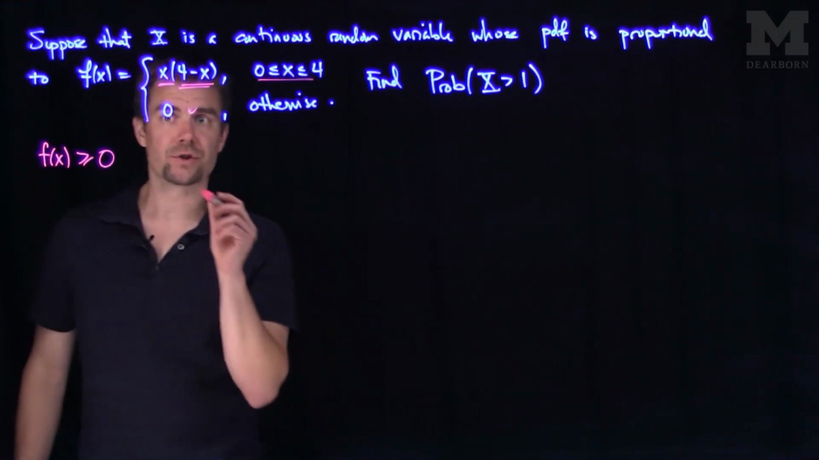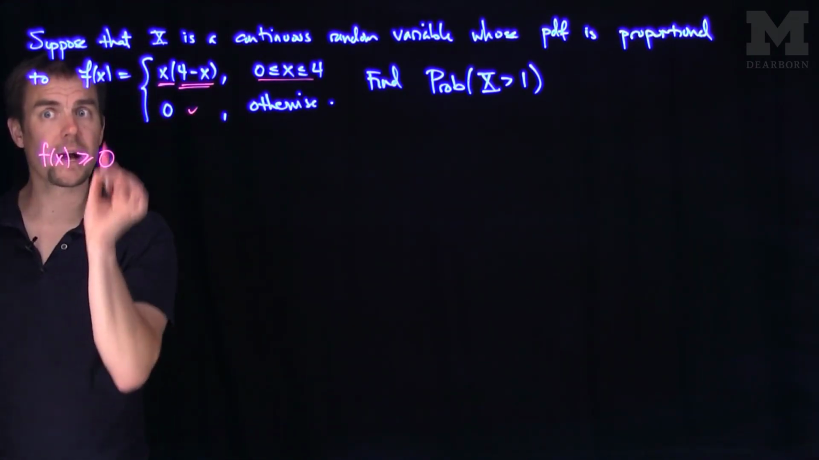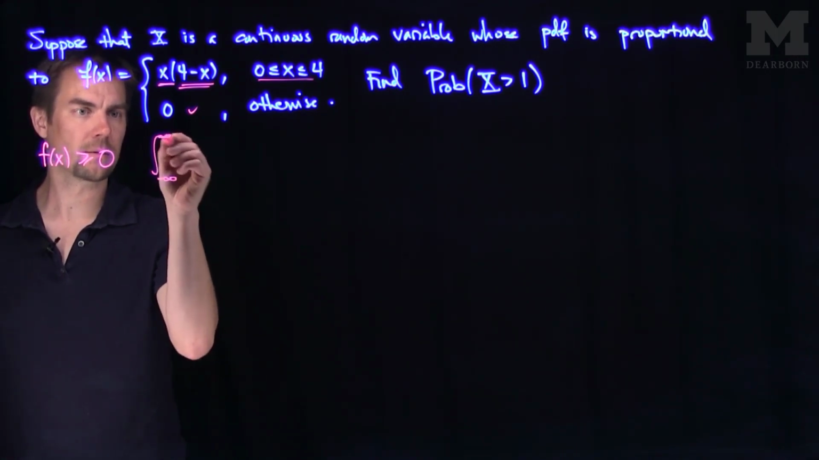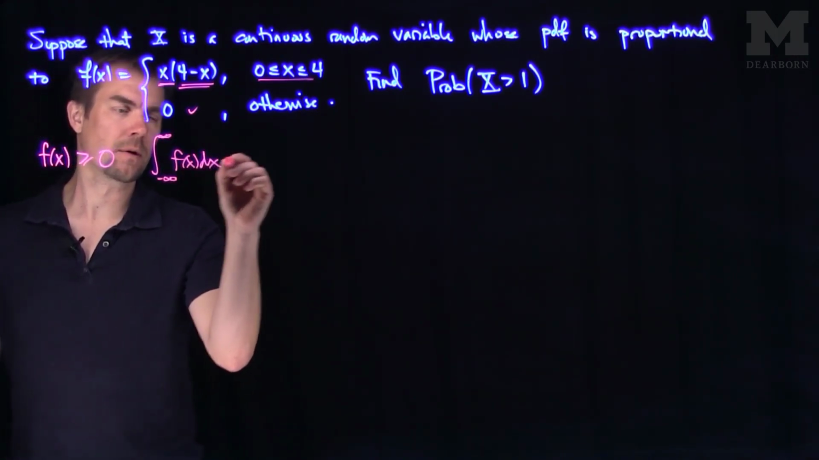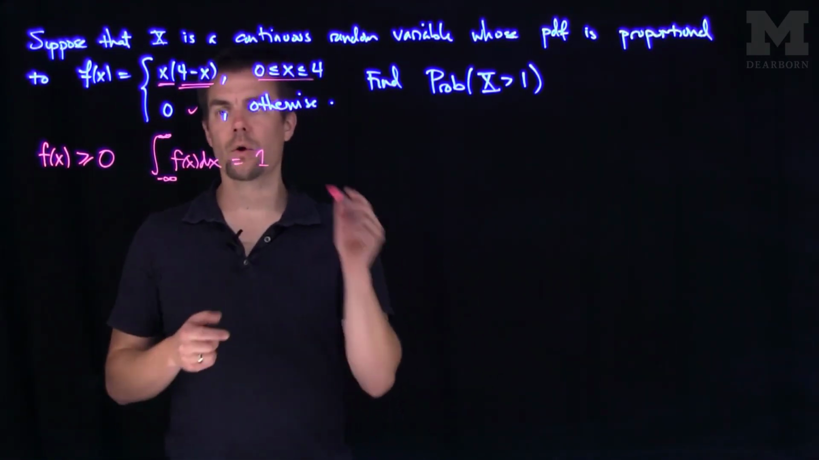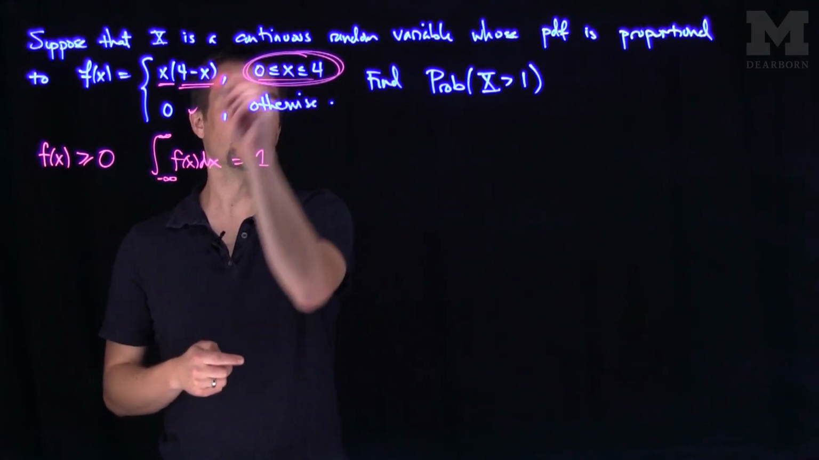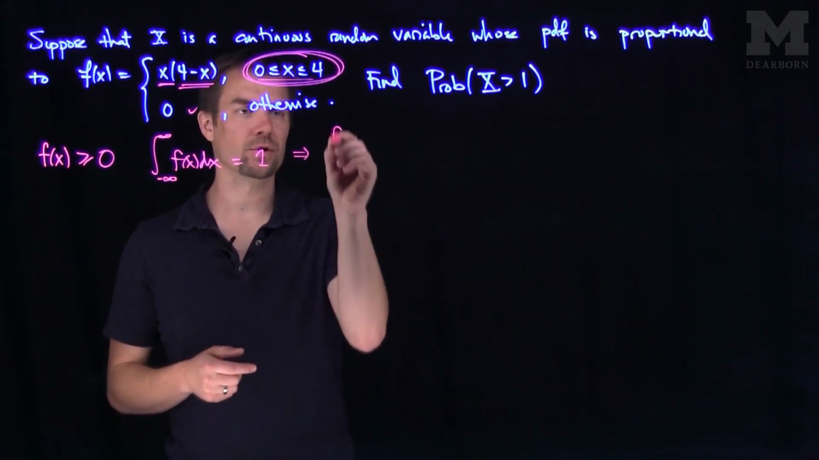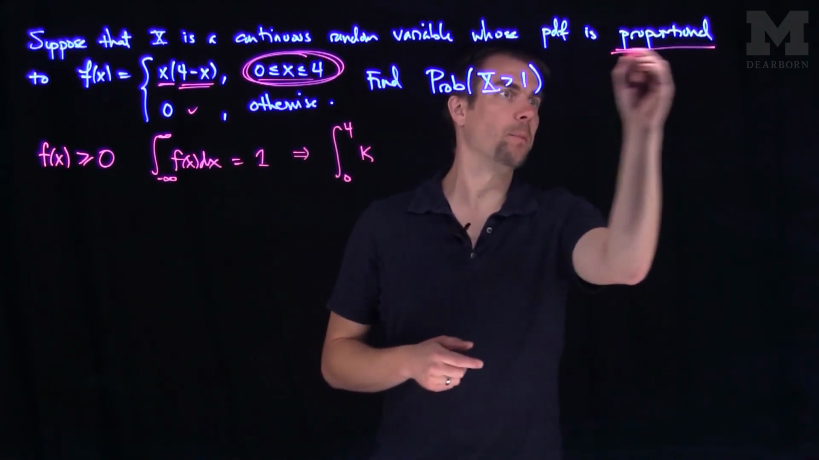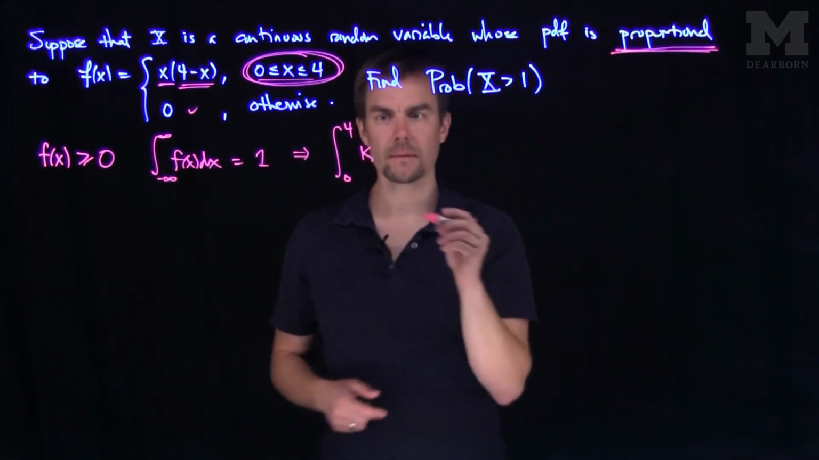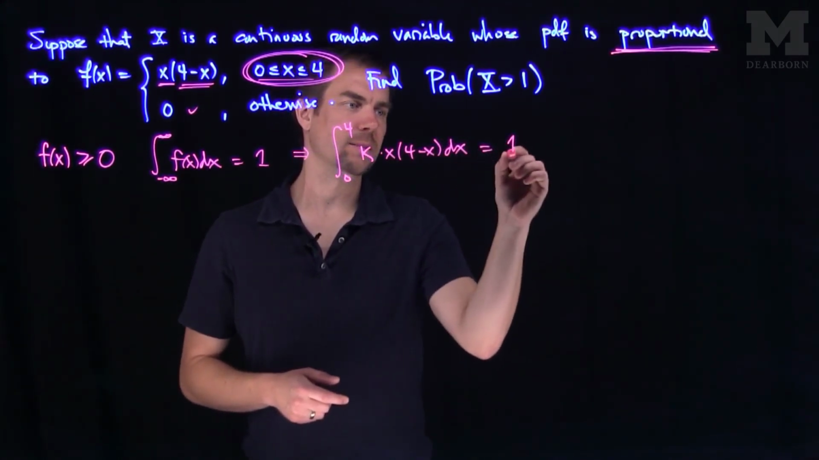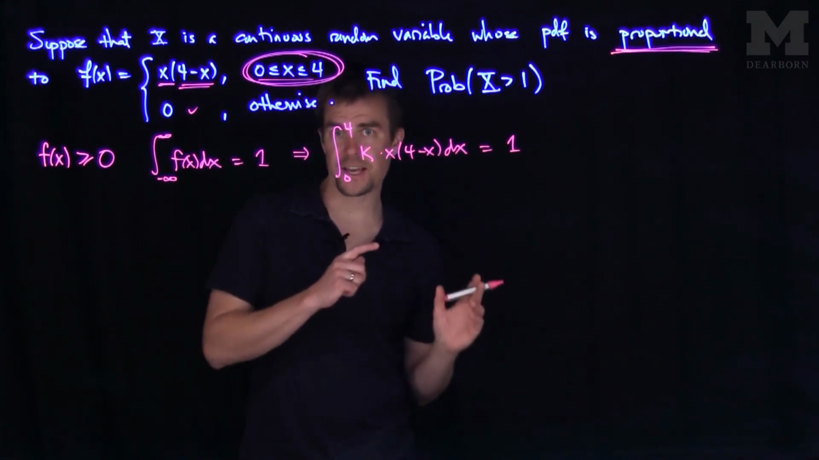So the only other thing we need to check is that its integral over the entire real line is 1. Now, most of the time, this function is 0. The only time this function is non-zero is between 0 and 4. So for us, this amounts to showing that the integral from 0 to 4 of some constant k, a constant of proportionality, times x times 4 minus x dx has to be equal to 1. This will allow us to find k.